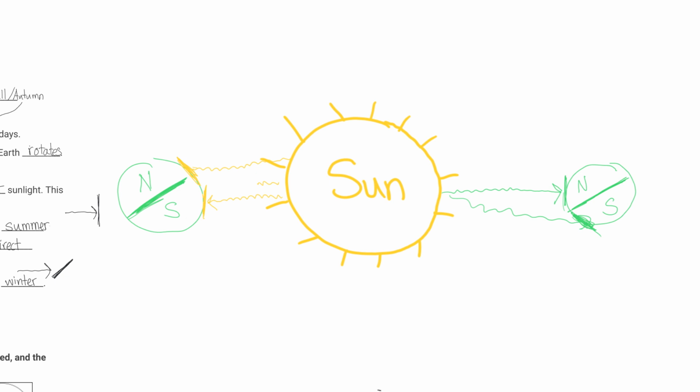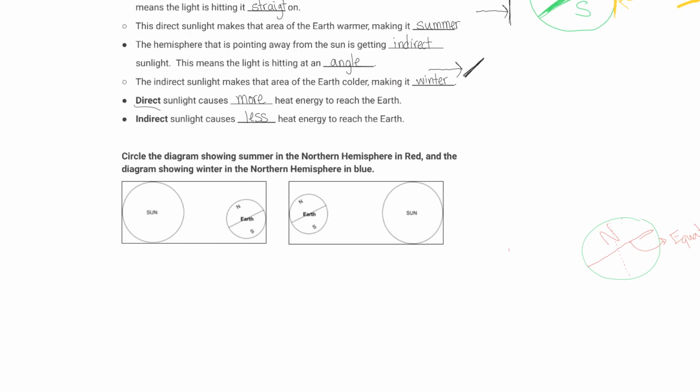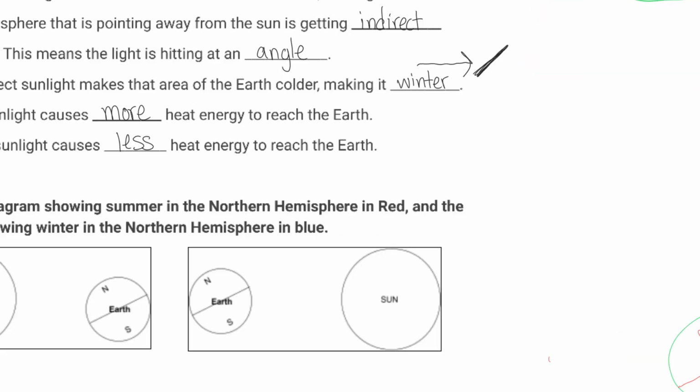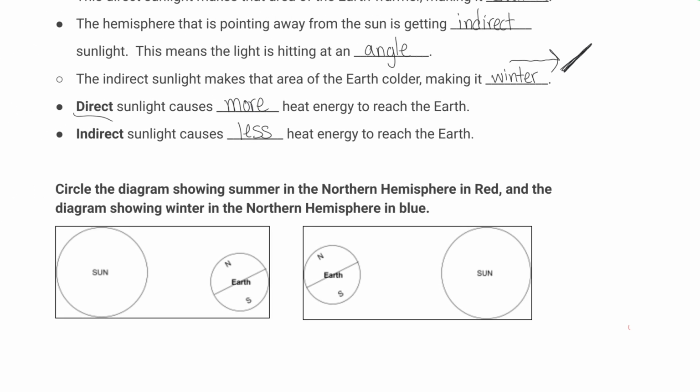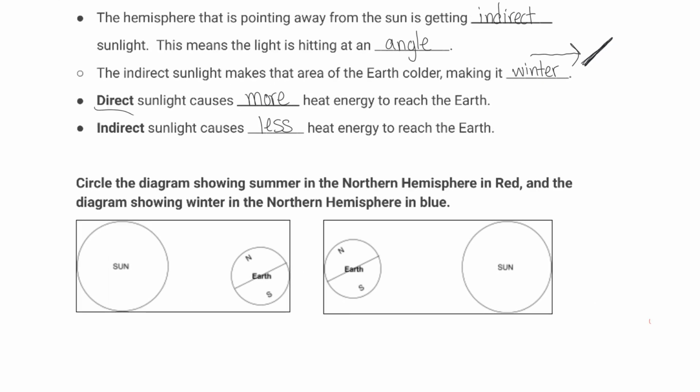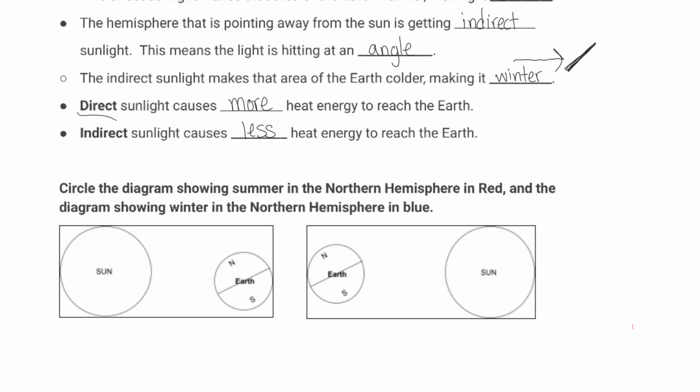So let's go back now and look at the two drawings at the bottom. So it says circle the diagram showing summer in the northern hemisphere in red and the diagram showing winter in the northern hemisphere in blue. So both times we're looking at the northern hemisphere. So we're always focusing on the northern hemisphere here for what season it is. And the reason I chose the northern hemisphere is because we are all in the northern hemisphere right now in Colorado. So let's draw our sun rays first.